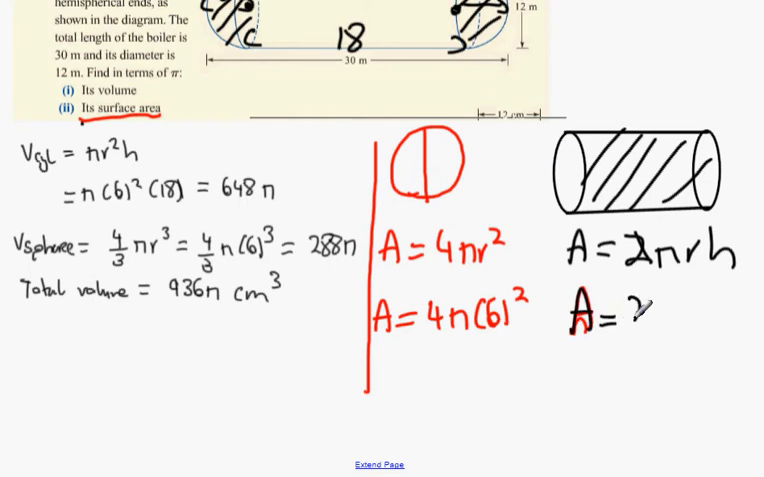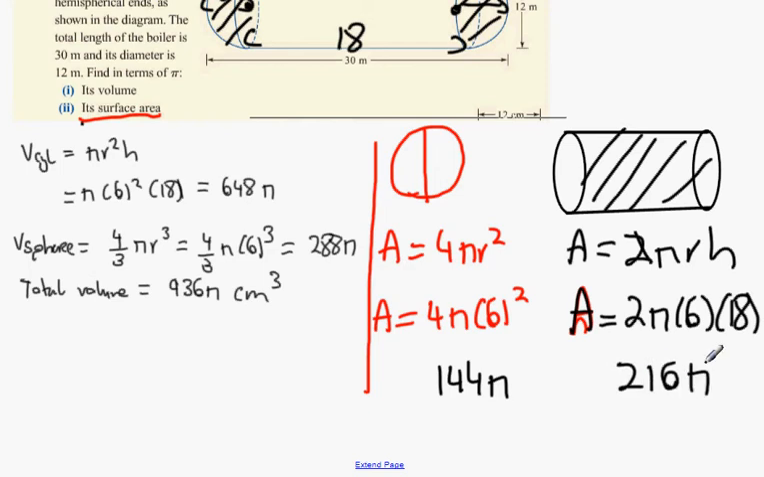What's the height of the cylinder again? 18. So put them into your calculator, and what do we get? 144 pi for this one, and the other one is 216 pi. Then when we add them together, 360 pi. So that's the answer to that. Remember, it's centimeters squared and not centimeters cubed.